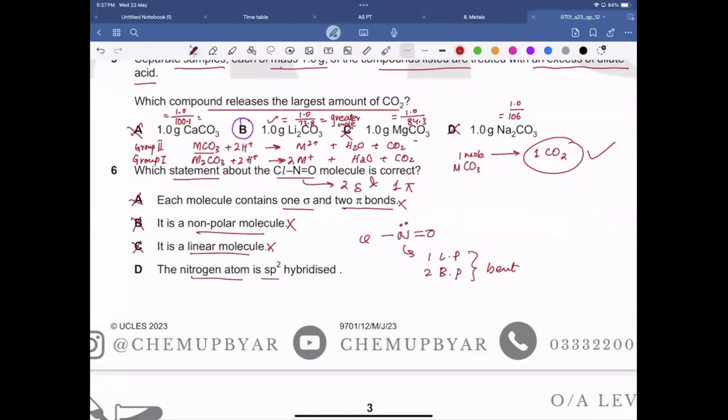The nitrogen atom is sp2 hybridized. If you see, there is one pi bond in the nitrogen, right? That's what I told you when we were doing the P2 practice: the carbon, nitrogen, and oxygen, if it has all sigma bonds, it's sp3 hybridized. If it has one pi bond, it's sp2 hybridized. And if it has two pi bonds, it's sp hybridized. So yes, it's correct. So D is the correct answer. Is this clear to all of you?